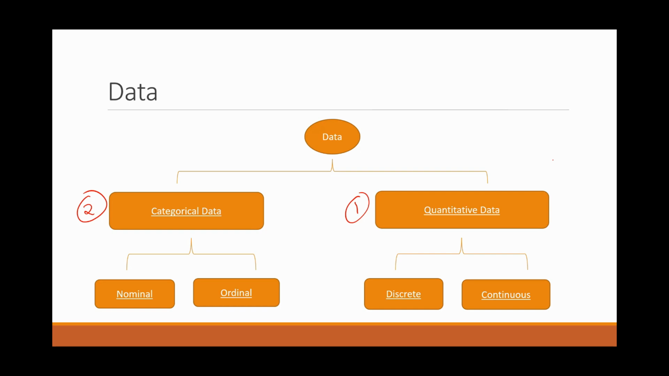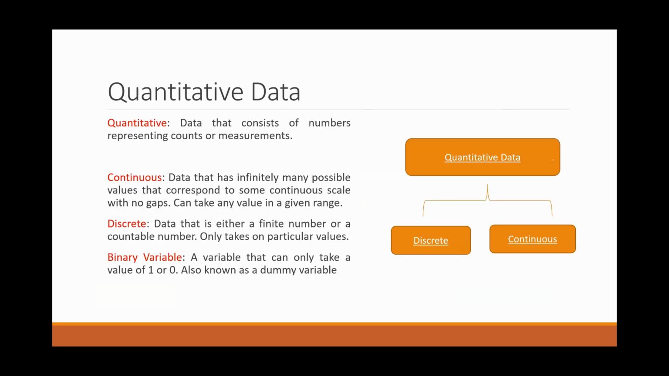Okay, now within quantitative data, we have continuous and discrete, and I'll explain that difference in a minute. Within categorical data, we have nominal and ordinal, and I'll explain those in a minute as well. So let's jump in first to quantitative data. All right, so like I said, quantitative data is data that consists of numbers that represent counts or measurements. All right, and we have continuous and discrete quantitative data.